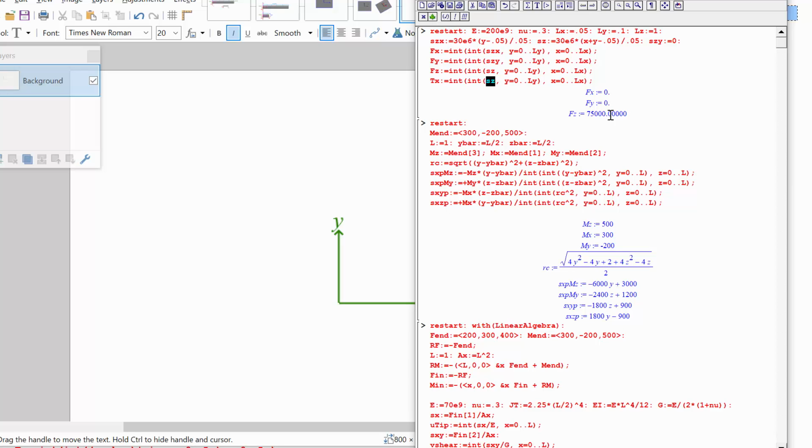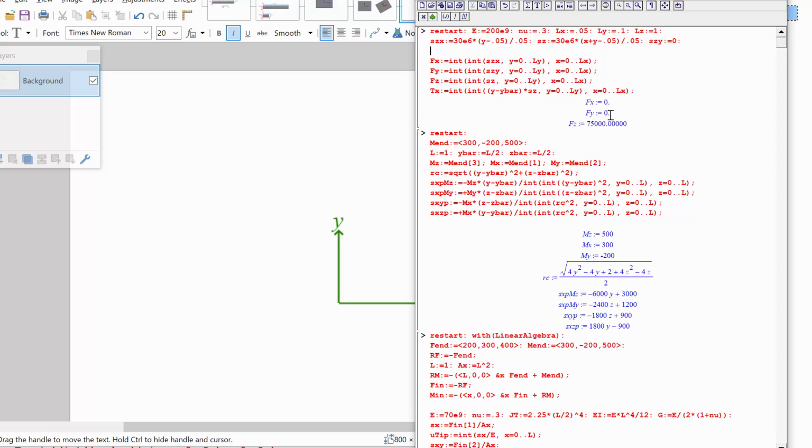We're going to be integrating the y position relative to the centroid times sz, the stress in the z direction. Now what's y bar? We could do the averages, but it's obvious in this case that because it's a rectangle, it's halfway there. So y bar is equal to Ly over 2.